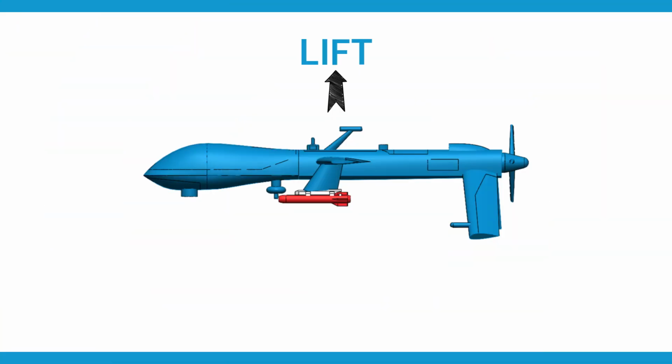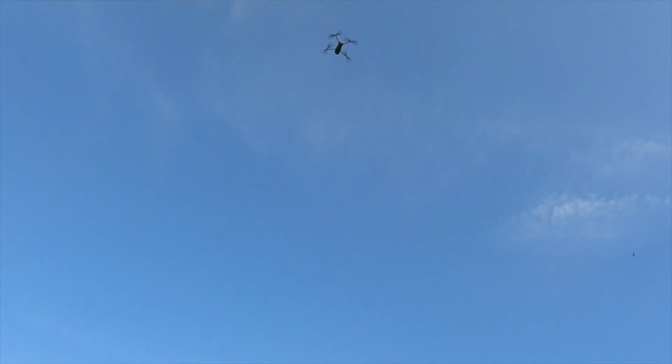Now we have weight. Weight is the force that pulls the drone down due to gravity. The drone needs to generate enough lift to overcome its weight. If the lift is greater than the weight, the drone ascends. If the lift is less than the weight, the drone descends.